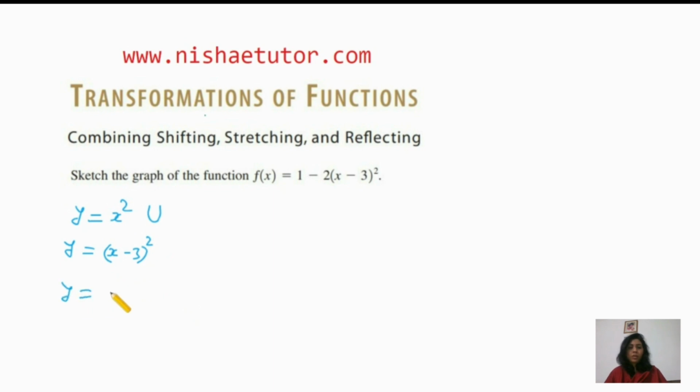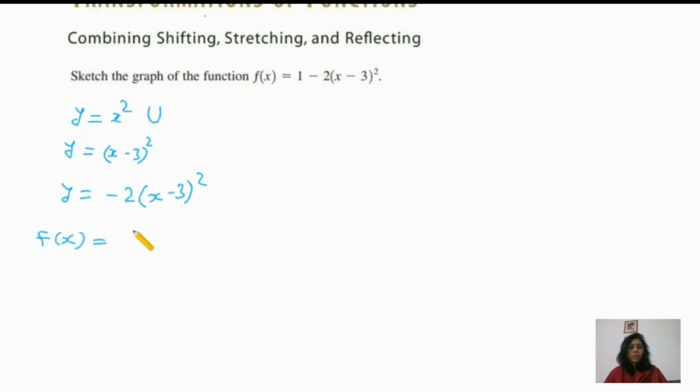So y = -2(x - 3)^2. Okay, so this graph reflects in the x-axis and is stretched by factor 2. Now f(x) equal, here add 1, here add 1, it means shift 1 unit upside.